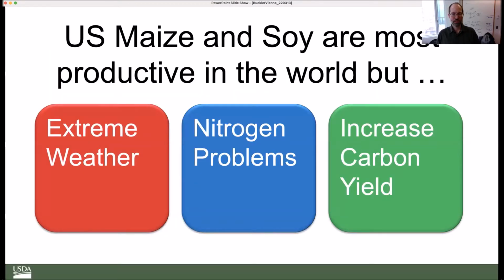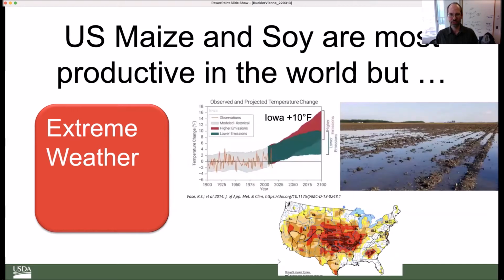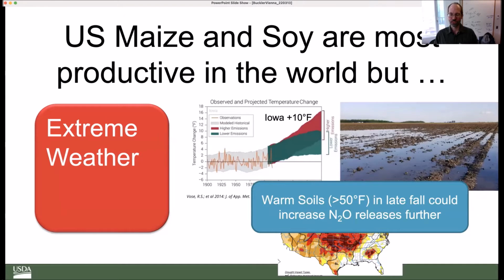When we think about the crop I focus on most of the time, maize, it and soy are some of the most productive crops in the world. But over the next decades, they're going to be challenged by extreme weather, nitrogen issues, and a real need to increase carbon out of these systems. I think a lot of us understand on the climate change side what a lot of this looks like: warmer temperatures, extreme weather events, drought and heat waves. And then one thing people may not understand quite as much is wet soils. Those wet soils, when they're still warm late in the fall or early in the spring, can release tremendous amounts of nitrous oxide. And that is a potent greenhouse gas.